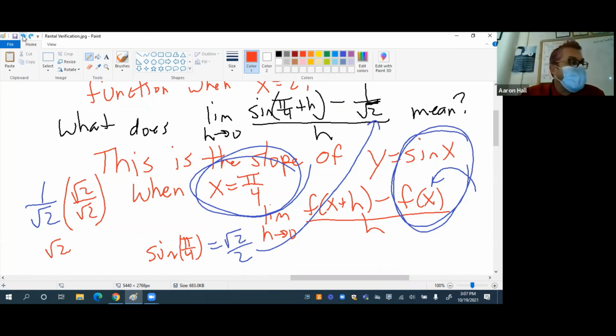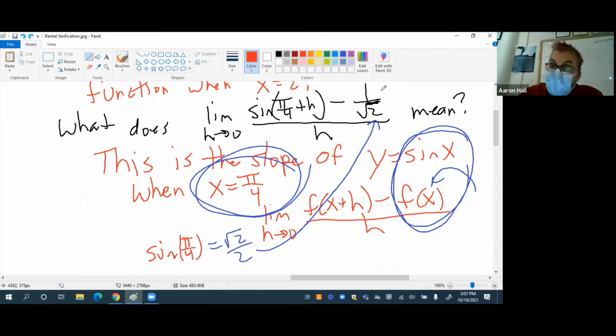Are you good with that? Okay. So we do need to know that. When we see this notation, I've seen this on AP tests. They say, what is this? What does it mean? And that's the answer. This is the slope of our function of sine of x when x is pi fourths. That's what it literally means. Okay.